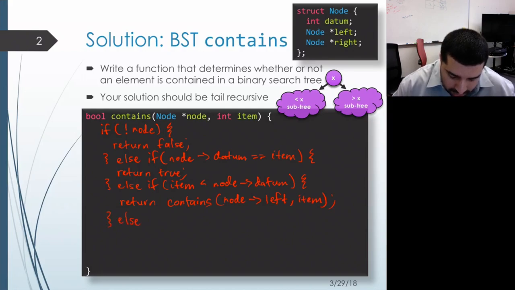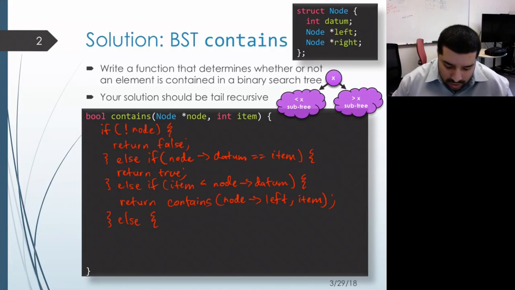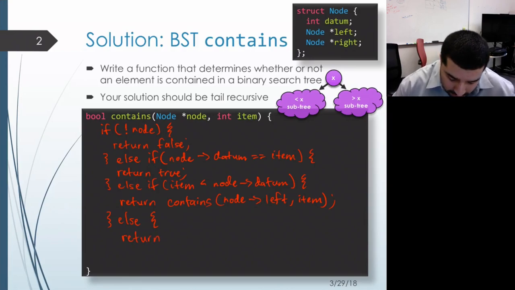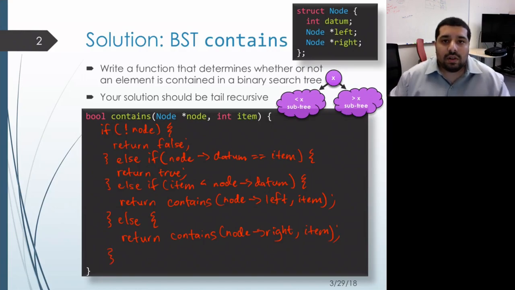The only remaining case is if the item is greater than the root datum. In that case, it must be, if it's in the tree, on the right-hand side, in the right subtree. So all we have to do now is make our recursive call on our right subtree. That tells us whether or not it's in the complete tree. And that covers all of our cases, both our two base cases and our two recursive cases.